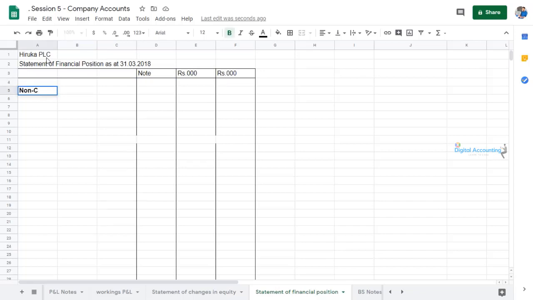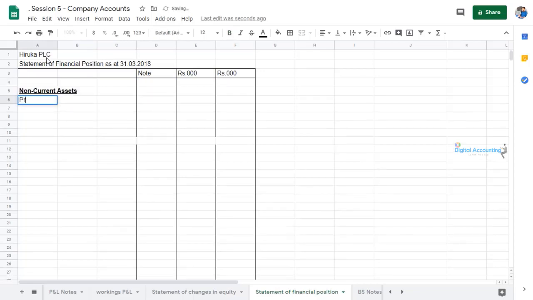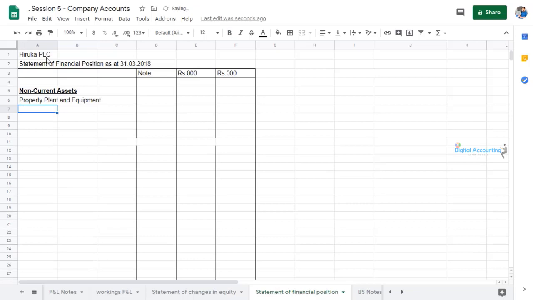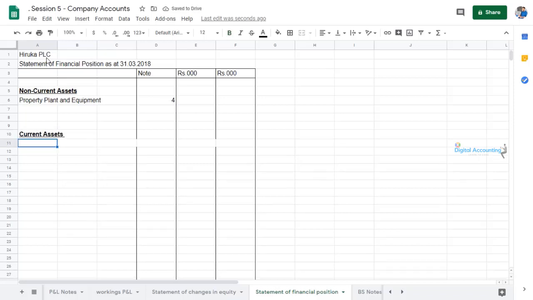There will be non-current assets and property, plant and equipment. We always need to provide a note for property, plant and equipment, so the fourth note is for property, plant and equipment. Then we can leave some lines in case anything comes under non-current assets. Then current assets. Always start with inventory and trade receivables. Always it will be there. So the format is standard, it is always there.